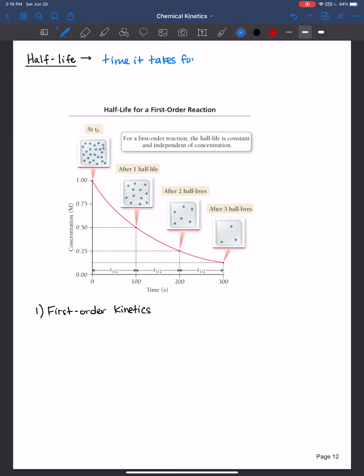So it's the time it takes for the concentration of a reactant to fall to 1/2 of its initial value.